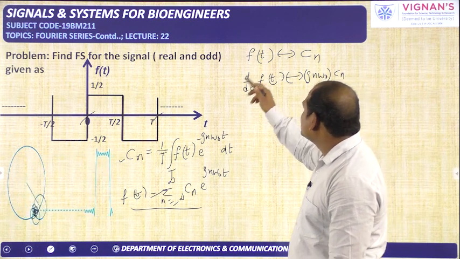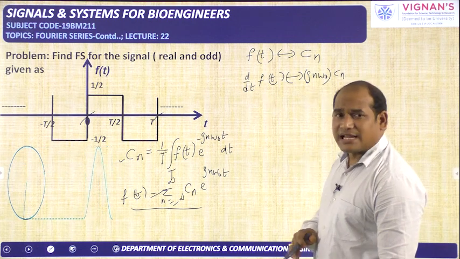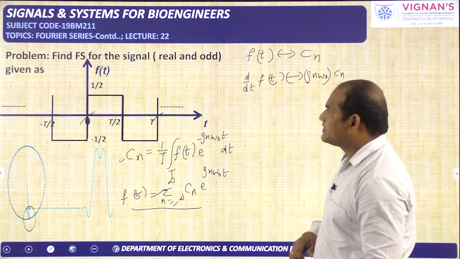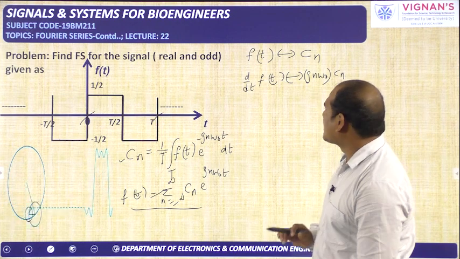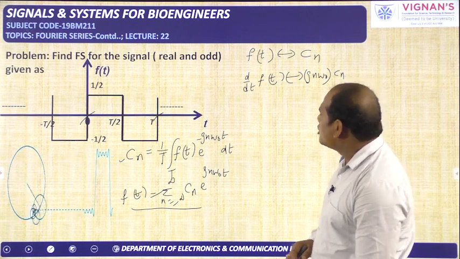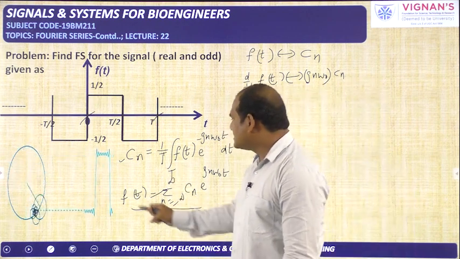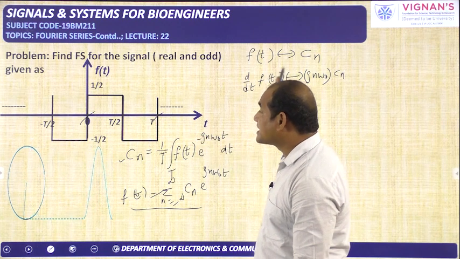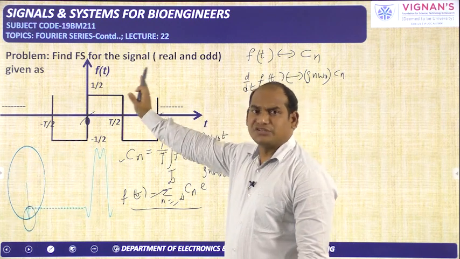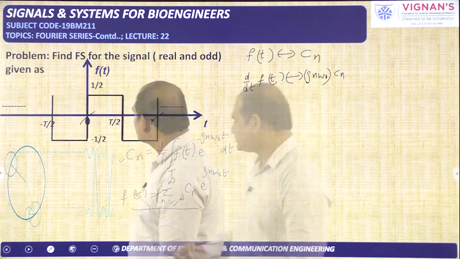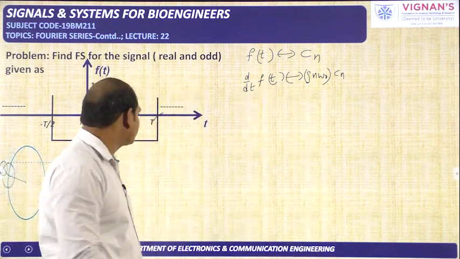So we are finding the Fourier series expression for this problem by using this property. Instead of using the direct method, we will use this method. That means we need to do the differentiation for the given signal. So I am doing the differentiation now.